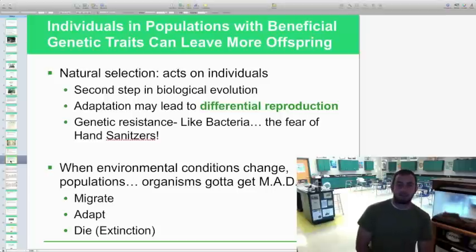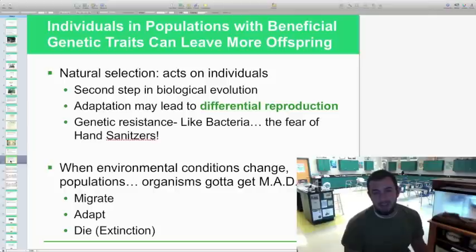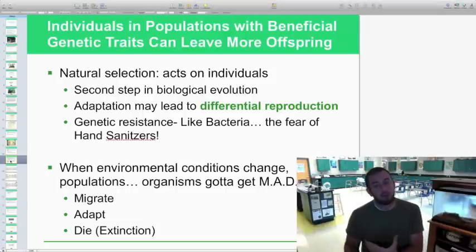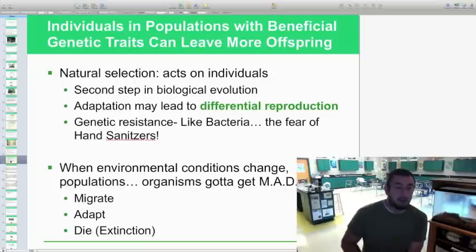So natural selection acts on individuals. The second step in biological evolution is the adaptations. Based on the genes that the organism has, they either are going to adapt to the situation, the changes that are happening in the environment, or they will not. Adaptations may lead to differential reproduction, which means some organisms reproduce better because they're more fit for the given situation. Others might die off.